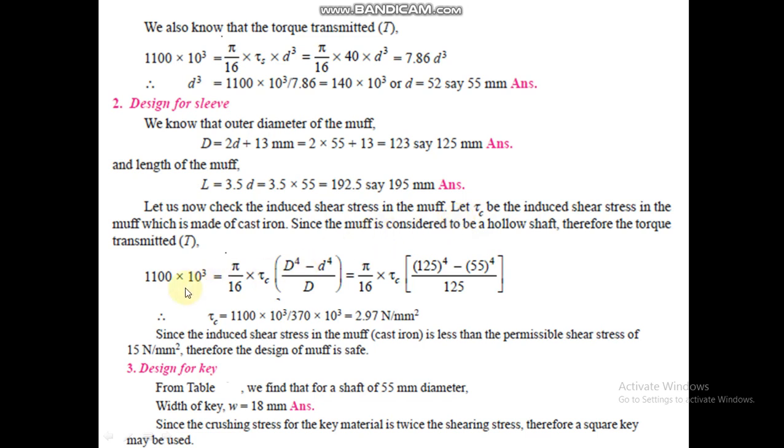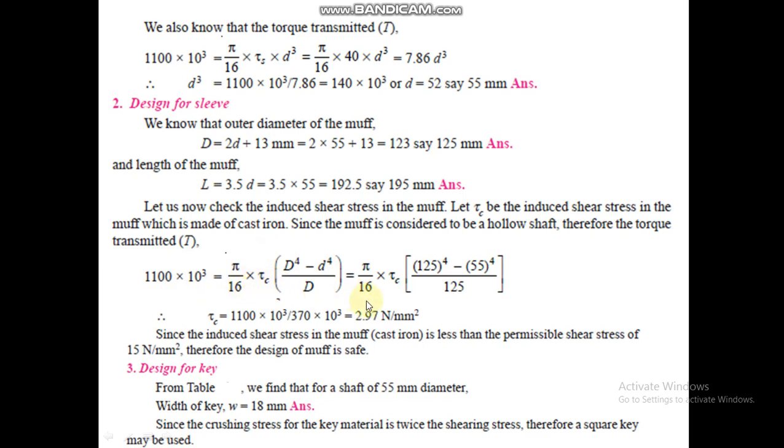So we will apply the formula for the torque transmitted by a hollow shaft. Torque transmitted, that is 1100 into 10 raised to power 3 that we have calculated, is equal to pi by 16 into shear stress into (D raised to power 4 minus d raised to power 4) upon D, where D is the outer dia and small d is the inner dia. It is the formula for the torque transmitted by a hollow shaft.